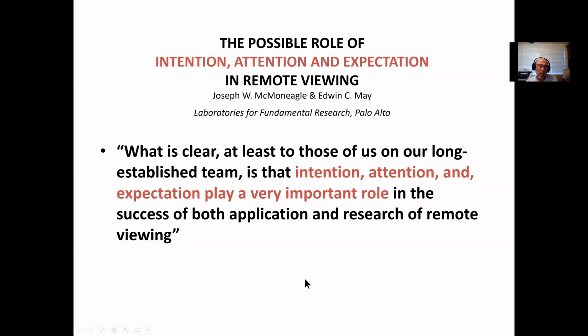it's not an easy one-liner, but Joe McMonagle and Ed May, who was chief scientist at SRI after Hal Puthoff and is still working in the field, concluded in this paper, the possible role of intention, attention, and expectation in remote viewing: What is clear, at least to those of us on our long-established team, is that intention, attention, and expectation play a very important role in the success of both application and research of remote viewing. And I certainly agree with that.